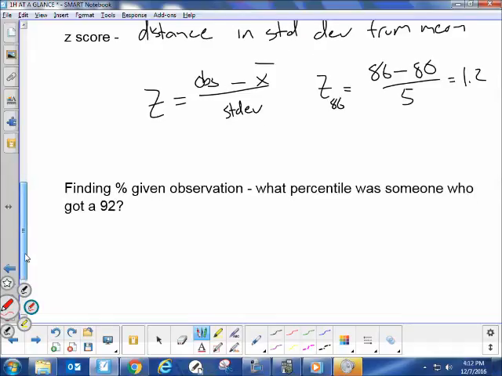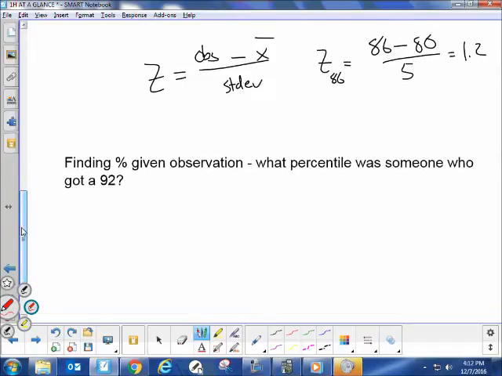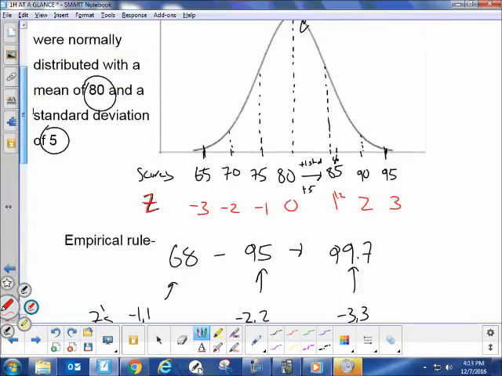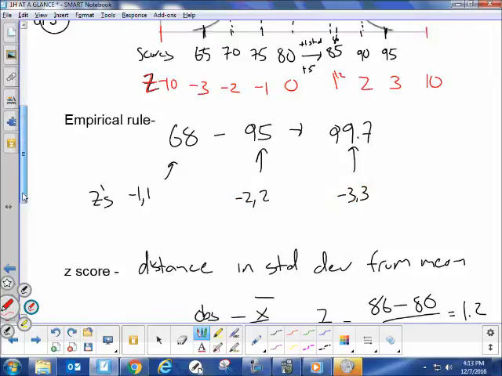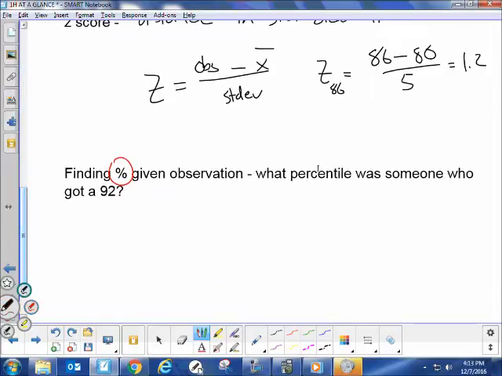Okay? Now we can do some things using some functions in our calculator, like finding the percent given an observation. So what is the percentile, percent below, or percent above? Now it's very important that we know that usually we go down to -3 and 3, but we like to just top things off at 10 standard deviations greater than the mean, and -10 less than the mean. And here's the question: what percentile was somebody who got a 92? Now it's important to know that percentile is what percent of my class got below a 92. Okay, percent below a 92.